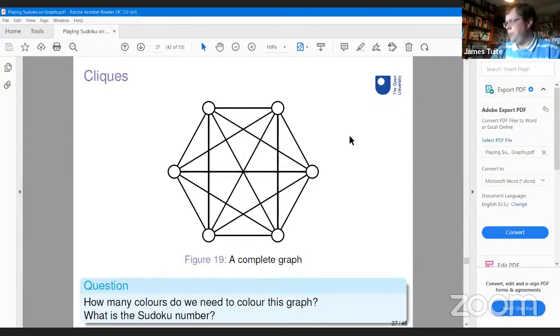Okay, let's look at the opposite extreme, perhaps. This is a graph which we call a clique, a complete graph. Now, that has the property that any 2 vertices are connected by an edge. Okay, so here's the next challenge. How many colors do we need to color this graph? And again, we want different vertices to receive different colors. And then what's the Sudoku number? What's the minimal number of clues for this graph?